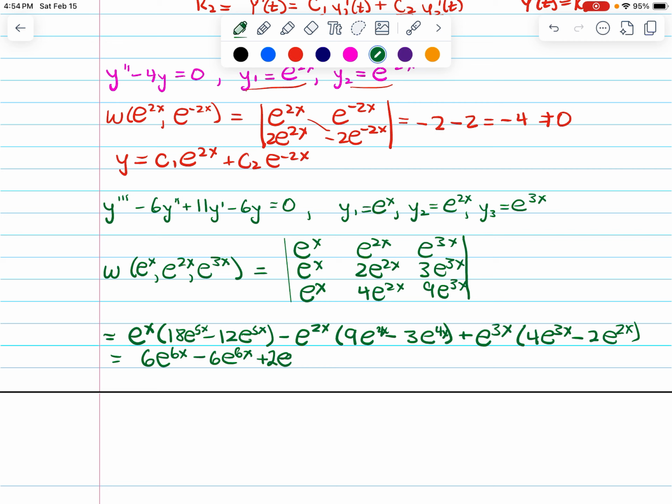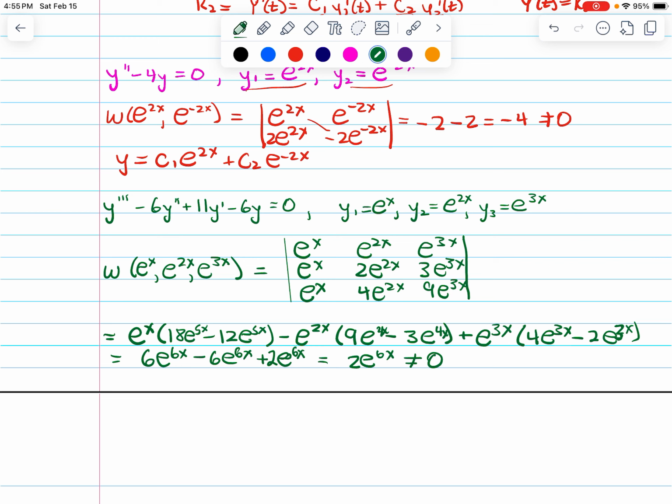Actually, I realize I've got another mistake here. This should be 3x, I believe. Let's see here. Yeah, I messed up there. Sorry about that. Okay, so that's going to be 2e to the 3x, so that's 2e to the 6x. So there is 2e to the 6x. That's not equal to 0. So that tells me that I've got a fundamental set on my hands.